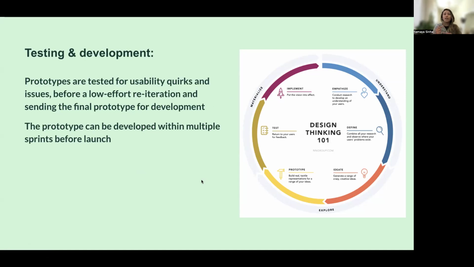And that's when we start to get into testing and development. Once a more fully fledged prototype is created, we're able to test it with users and understand its usability quirks so that we can correct them, with more low effort iterations. So we make small changes to the prototype before sending it off into the development cycle. The prototype can then be developed within multiple sprints before it's launched.